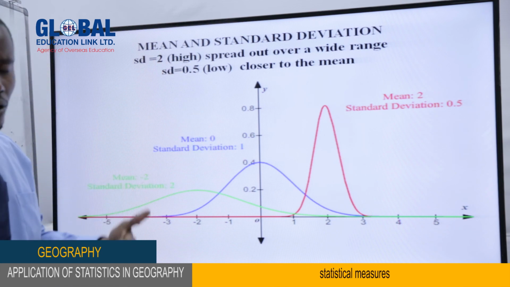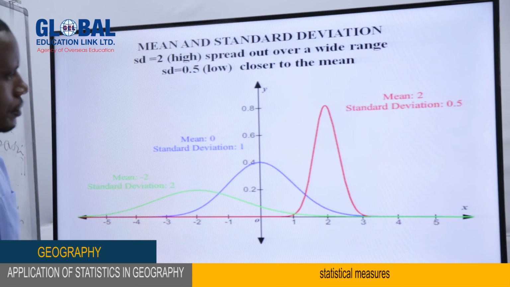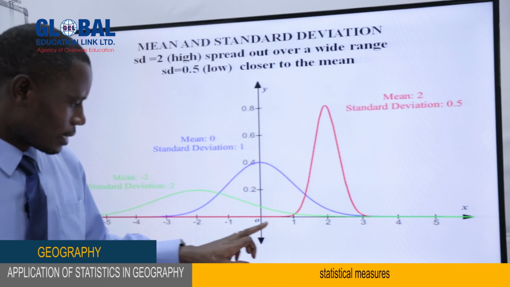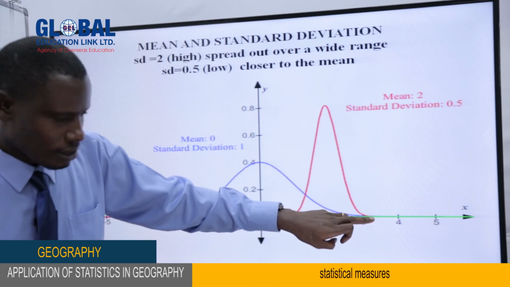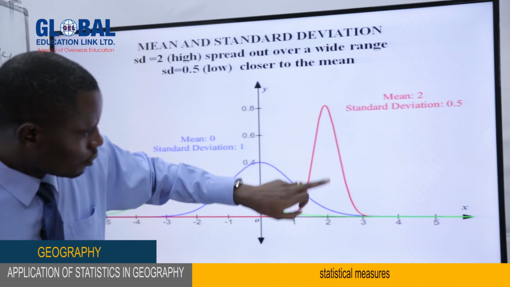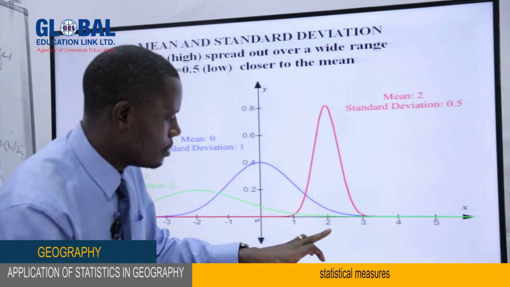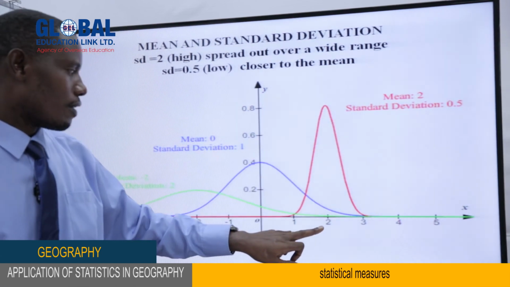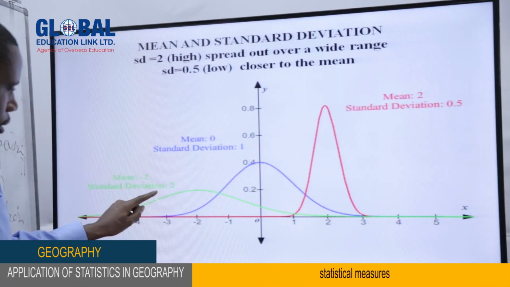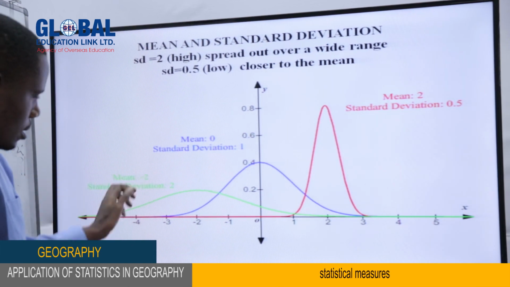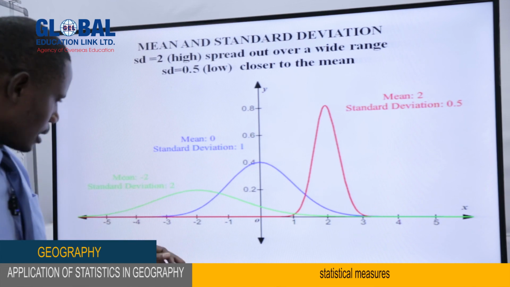So if you have a low standard deviation, it means your data are approaching the what? The mean. Take an example of the red one. The red one has a standard deviation of 0.5. Therefore, you see all the data are closer to the mean, which is 2. So the mean is 2, then the standard deviation is what? 0.5. But when you come to the standard deviation of 2, when the standard deviation is large, it means the data has been what? Spread out. That's what we see over there.